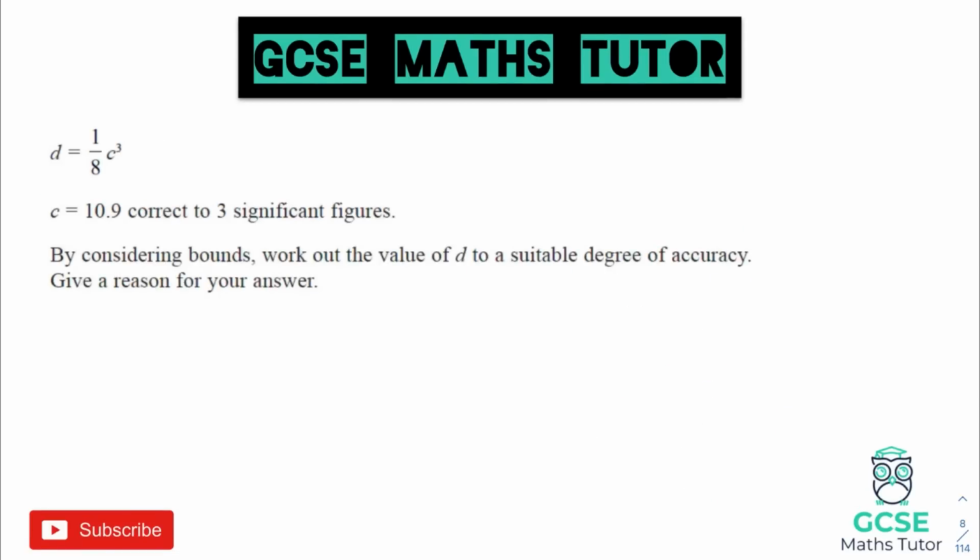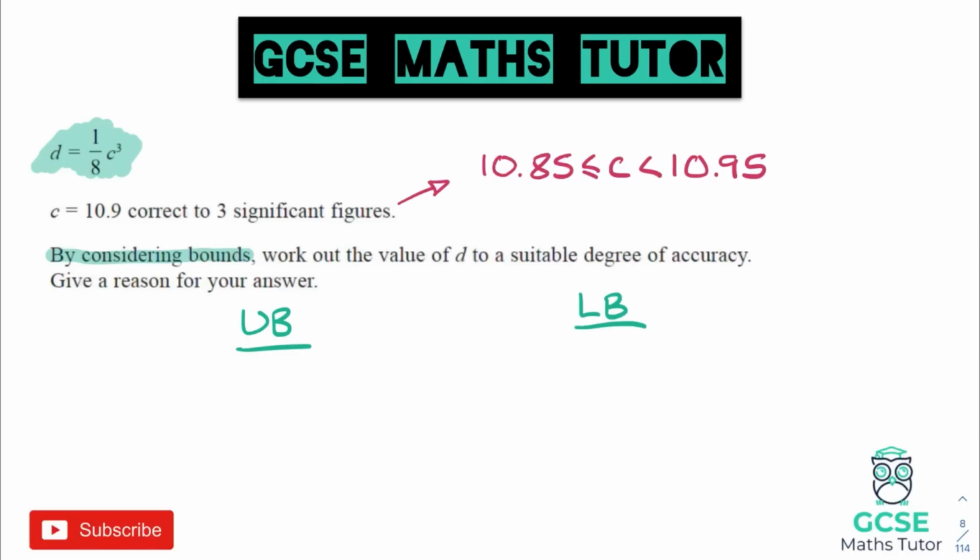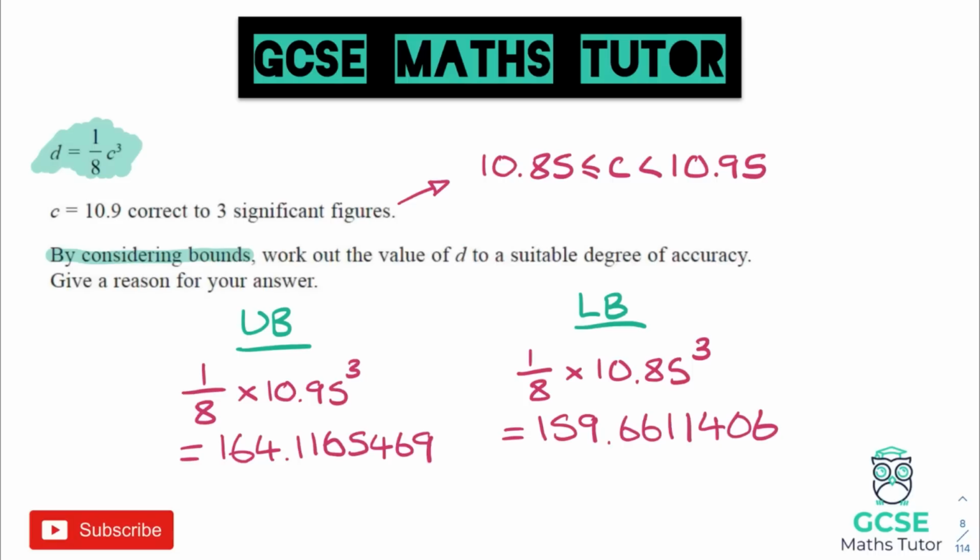When you're looking at bounds, if you have a fraction, it's a little bit more complex, but we need to write down the error intervals for each number in the question. Here we only have one, so we write the error interval for C, and then we can use that and substitute it into our formula. So for this one, the upper bound would use the larger bound there, and for the lower bound, we would obviously use our lower bound.